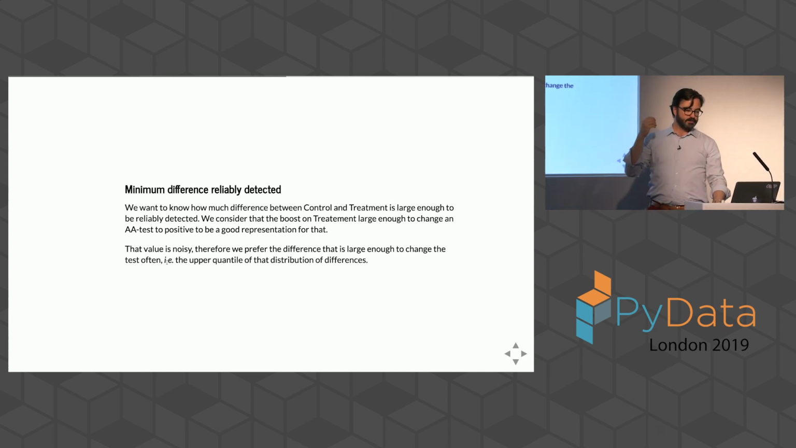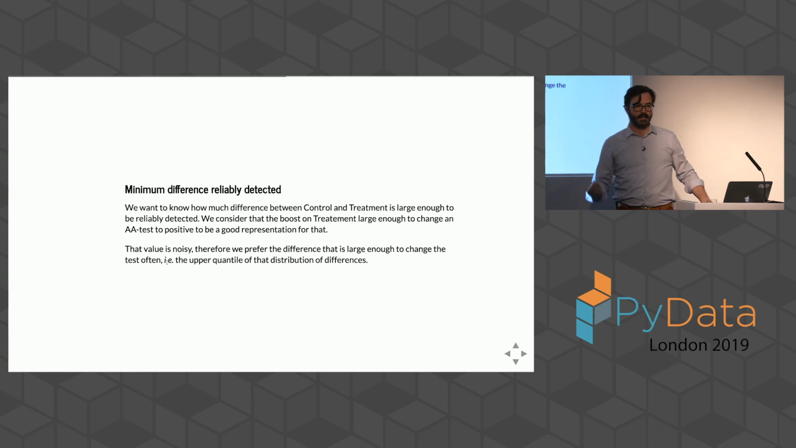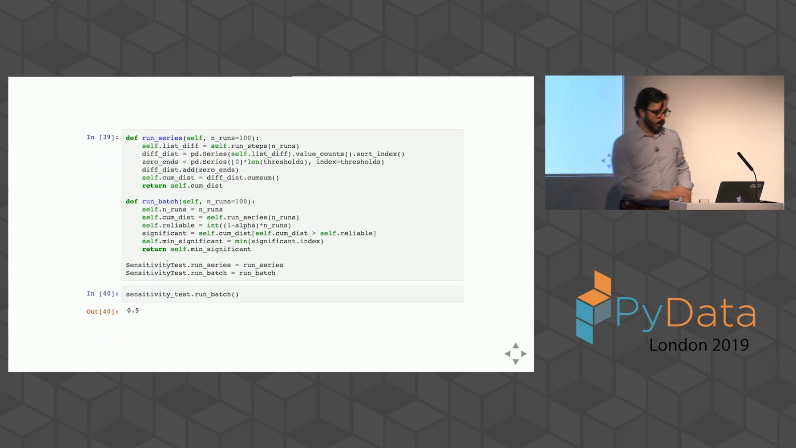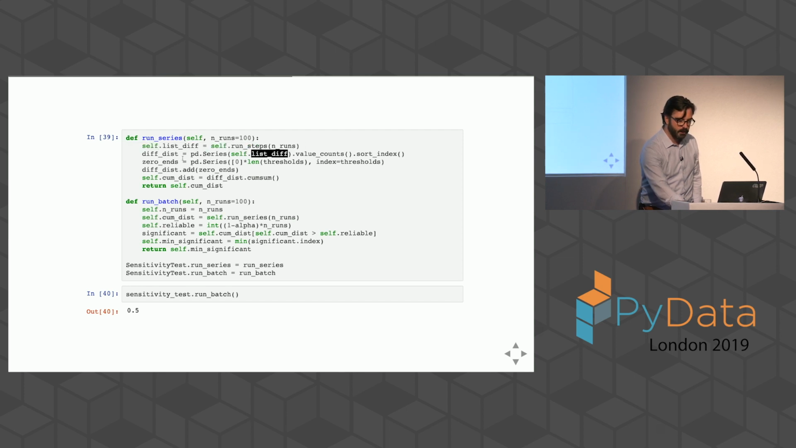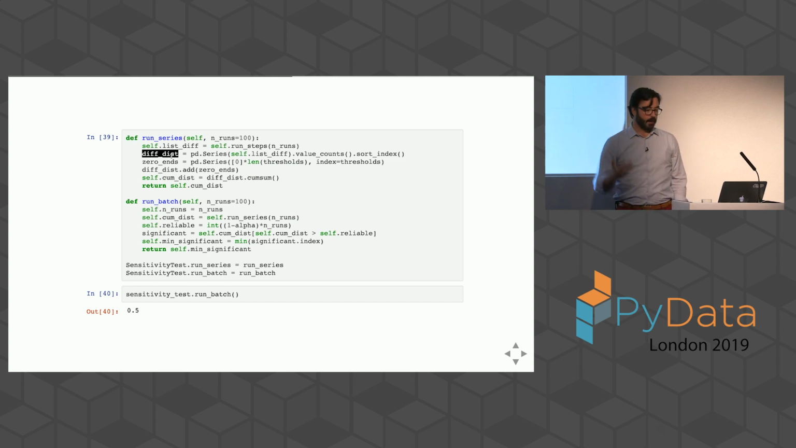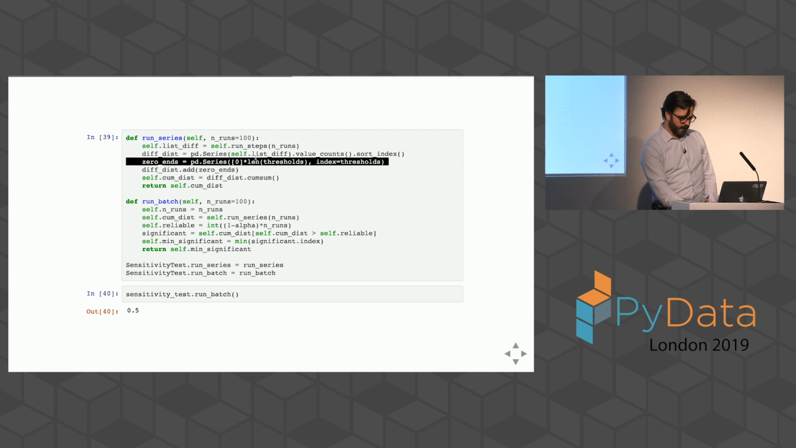So for that, you want to define the minimum difference that is reliably detected. And so you run the same list of steps. You store the list of difference. You store the distribution of that, because actually what you care about is not the individual list in a certain order. What you care about is the actual values. The zeros are here just because Python is behaving weirdly when you have sums. And you define a cumulative distribution.